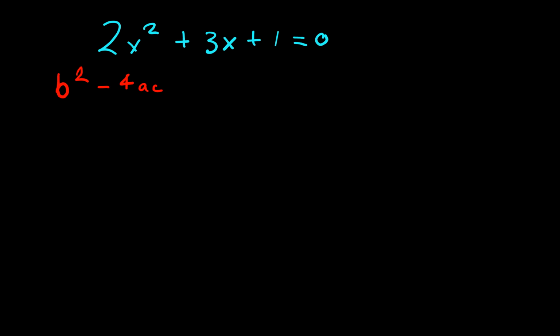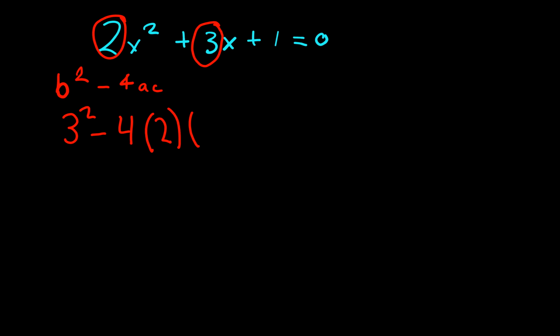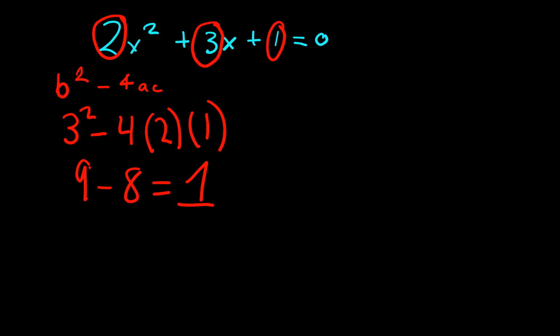Okay, now this is an equation for the discriminant, which is b squared minus 4ac. So we take the b value, which in this case is 3. So 3 squared minus 4 times the a value, 2, times the c value, which is 1. So this will be 9 minus 8, and the answer will be 1. Since the solution is positive, you'll have 2 solutions.